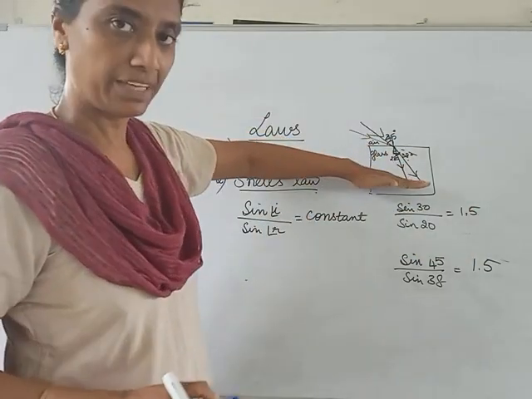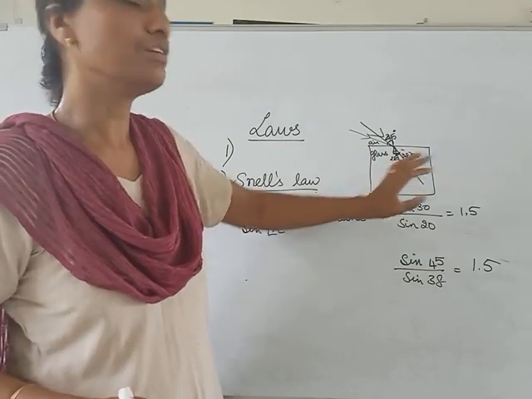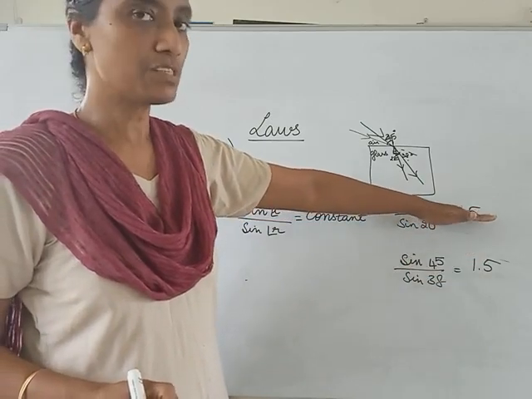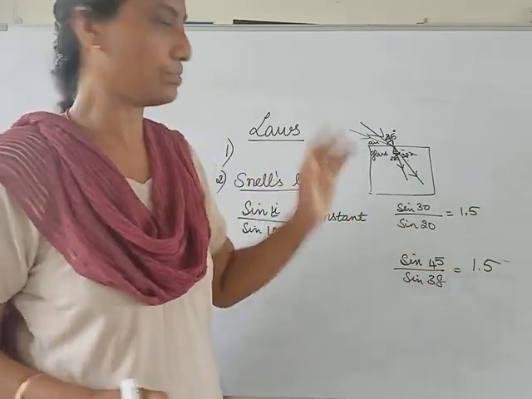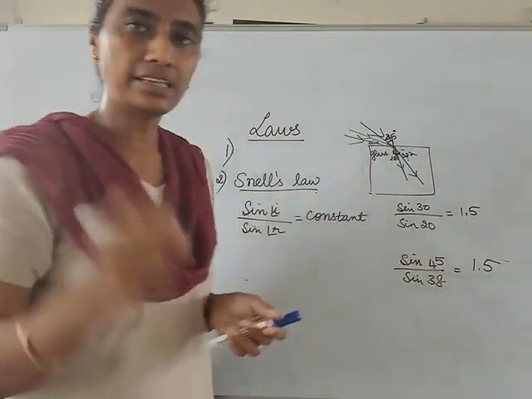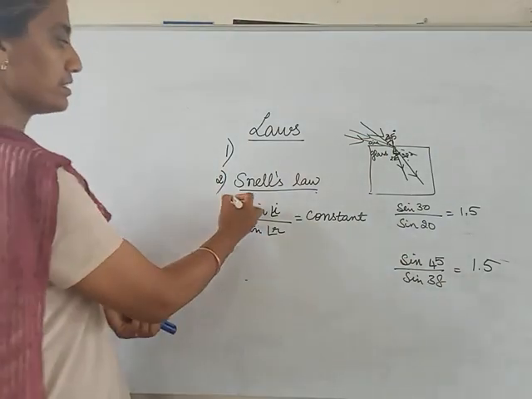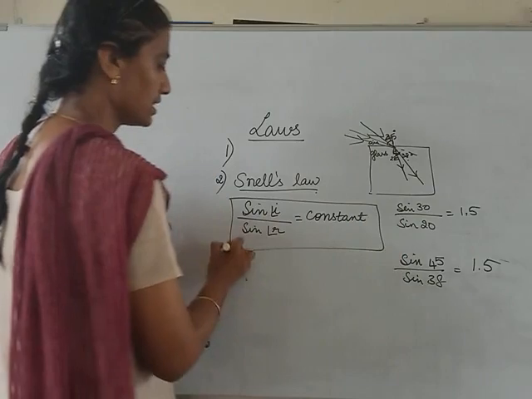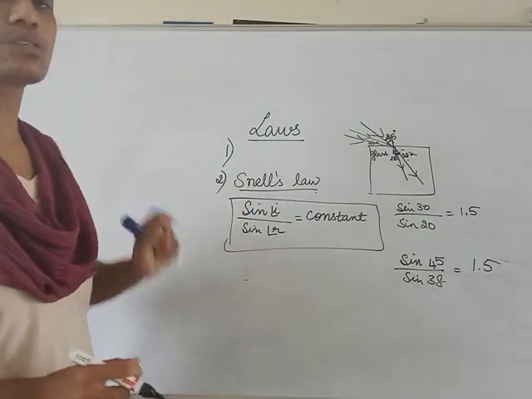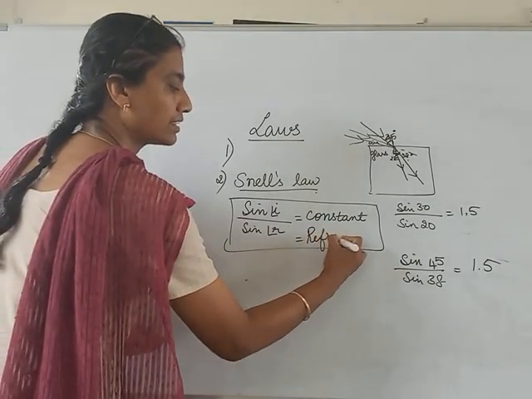For a particular pair of media, the ratio of sine of angle of incidence to sine of angle of refraction will always be a constant. If it is 1.5 here, it will be 1.5 here also. Any angle ray, incident ray you take, correspondingly the angle of refraction will change. But if you find the ratio, it will be constant. So this is the second law, which says sin I by sin R is a constant, and this is called Snell's law. And this constant is called refractive index.